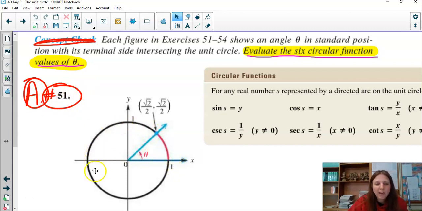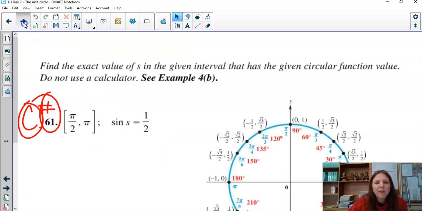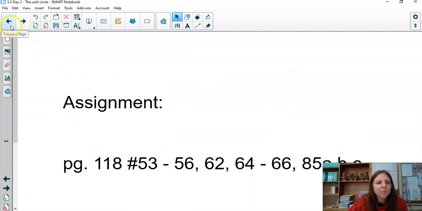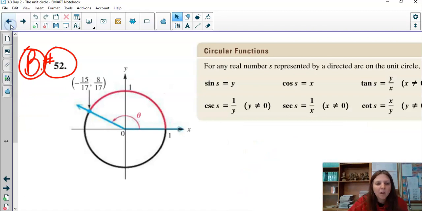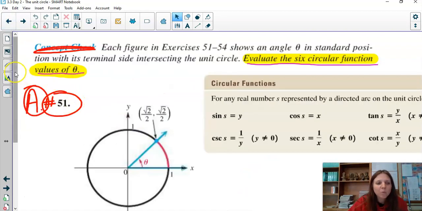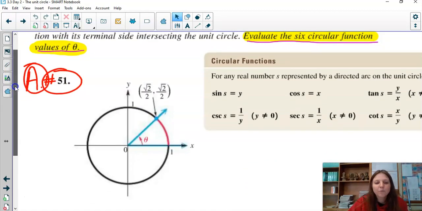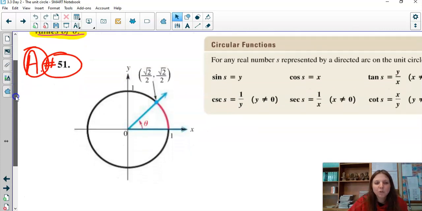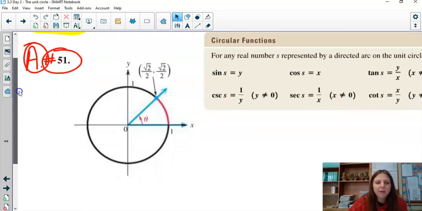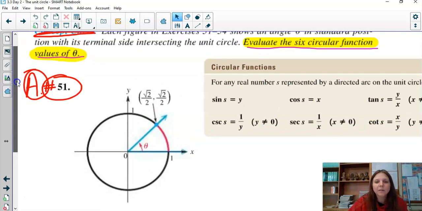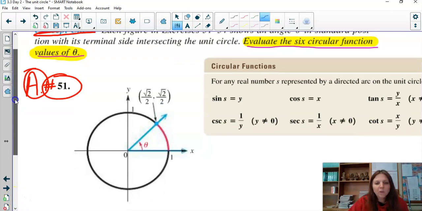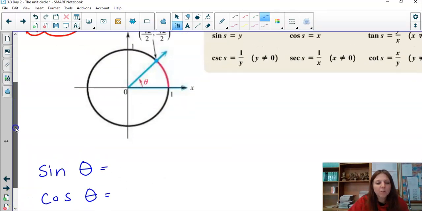Okay, so here's what I have. I have a circle. Again, you can look at this in the book on question 51. I believe it's on page 117. Page 118 would be where you'll find it. And we're looking for the 6 trig function values, the circular function values, sine, cosine, tangent, and then the other 3. Okay, so I'm going to go ahead and write that down, and then we're going to fill in each one of those values. Okay, so the first function that I'm looking for is the sine.